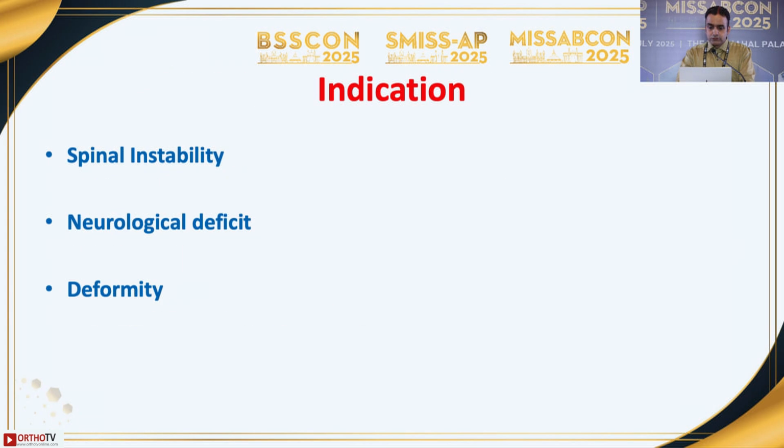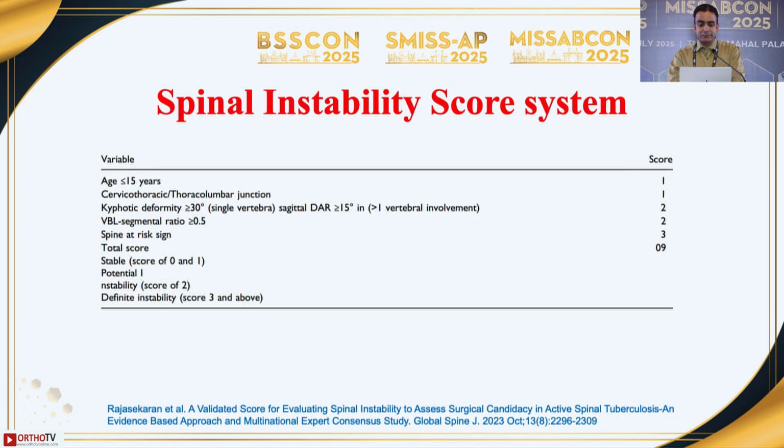recovery. The main indications are neurological deficit and deformity, and neurological deficit happens because of spinal instability. So how do we define spinal instability for these patients? The score has been given by Dr. Rajasekaran sir et al. They have given a scoring system, and various factors are included like age, the junctional areas, the deformity angle, vertebral body loss, and spine at risk signs. If the score is greater than 3, then we need to consider this patient for surgery.